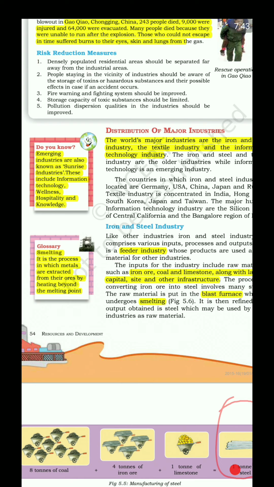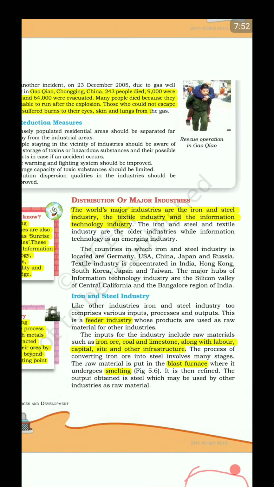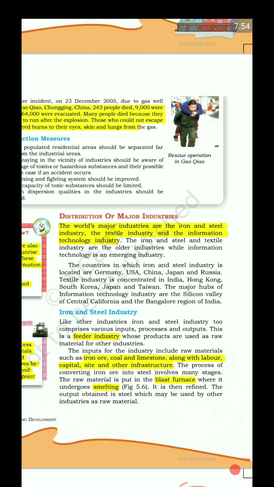Okay, important terminology. The emerging industries are also known as the sunrise industries. These include the IT, wellness, and hospitality, and the knowledge. The world's major industries are the iron and steel industry, the textile industry, and information technology industry. The iron and steel and the textile industry are the older industries, while the information technology is an emerging industry.